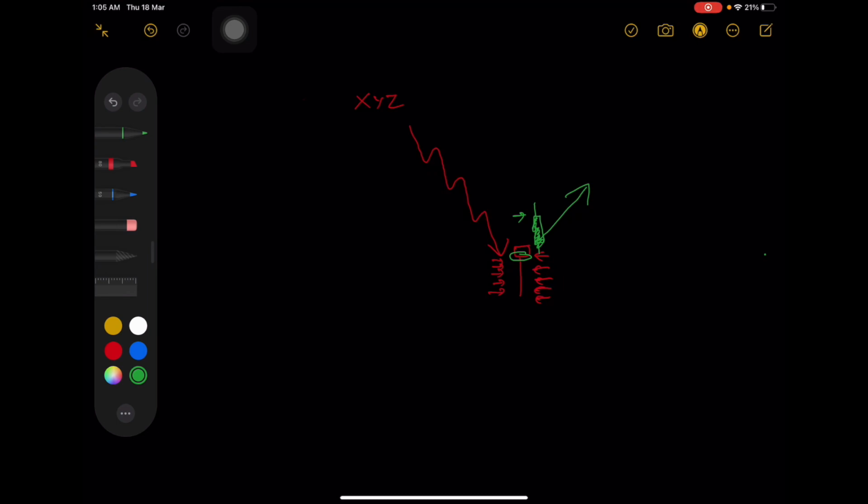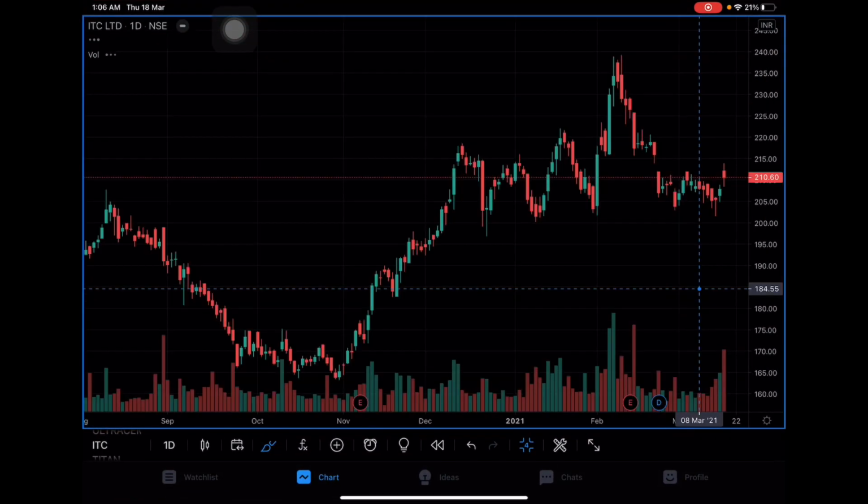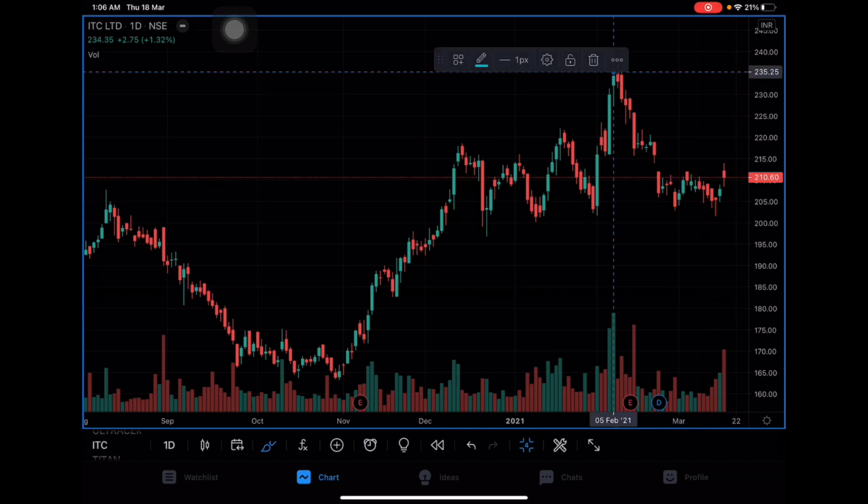Now I'll quickly show you a live market example of a hammer. Okay, so this is the daily time frame chart for ITC, and if you see this stock from around 5th Feb onwards, it has been moving in the downtrend, right? It has been moving in the downtrend.